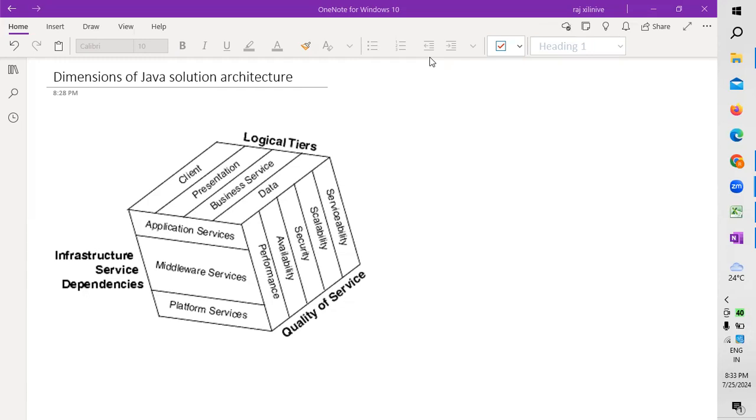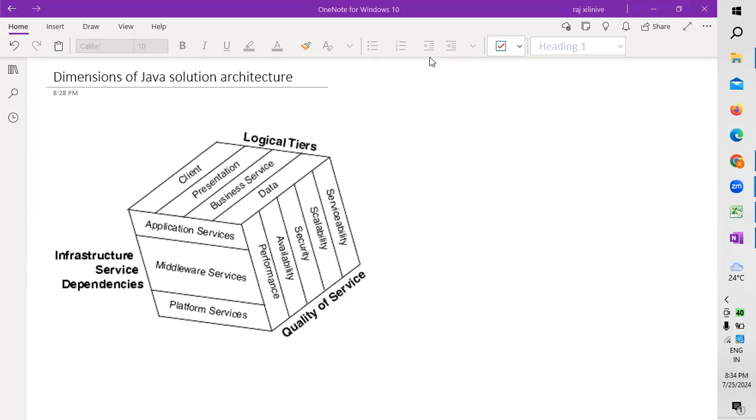But when it comes to the implementation of Java solution architecture, it normally has three different dimensions. These are the dimensions which are essentially required whenever we are trying to implement the kind of solution we are going to develop. The first one is the infrastructure service dependencies. This is the first dimension we normally have.